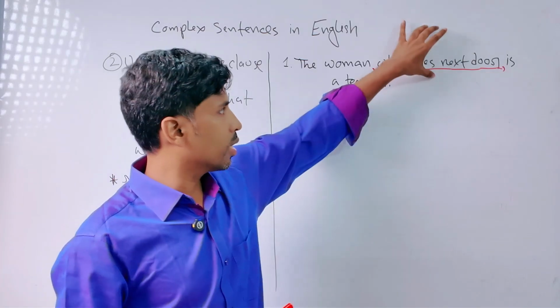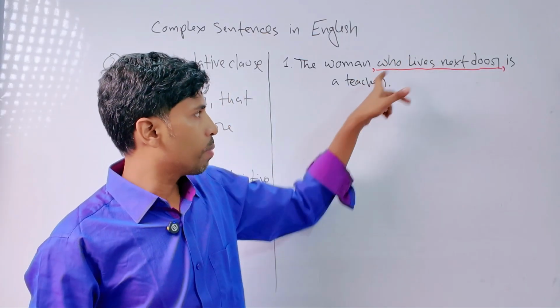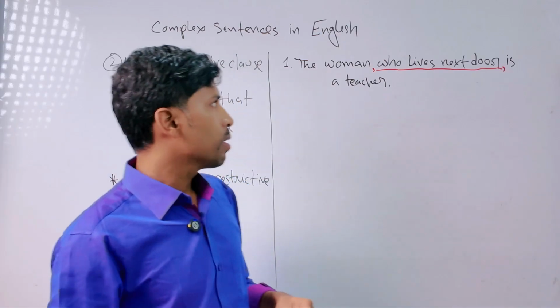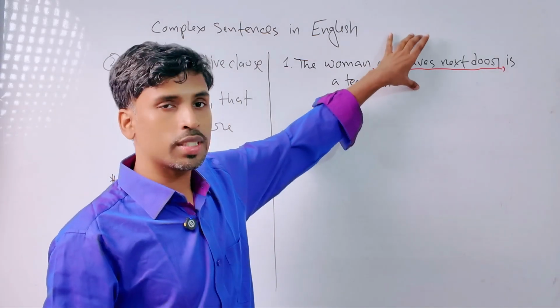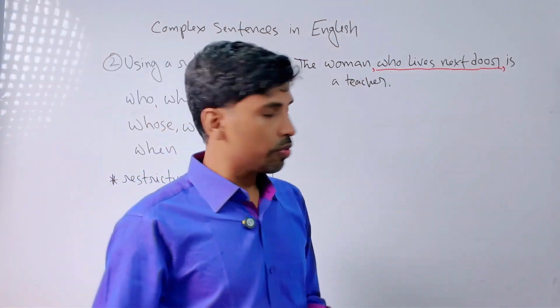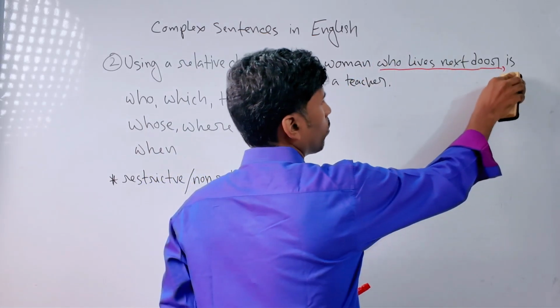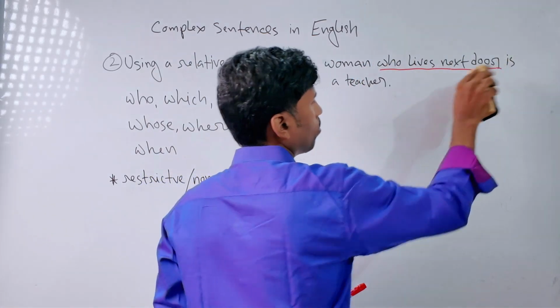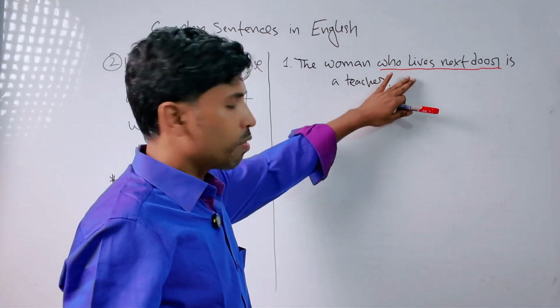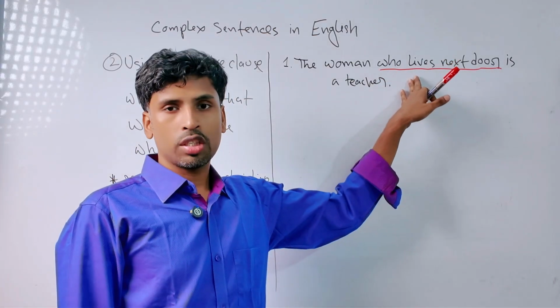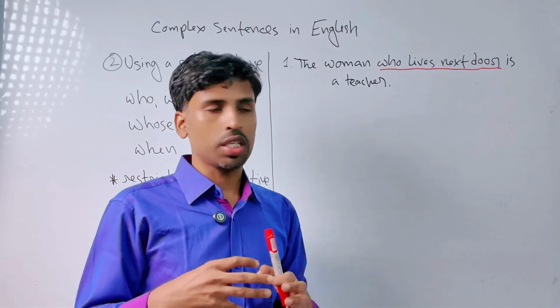Okay, so if this clause appeared at the end of the sentence, in that case it would have just one comma, but because this is in the middle of the sentence, there are two commas. So if you don't have any commas, that will make this a restrictive clause. Okay, restrictive clause. In a restrictive clause, the meaning is restricted.